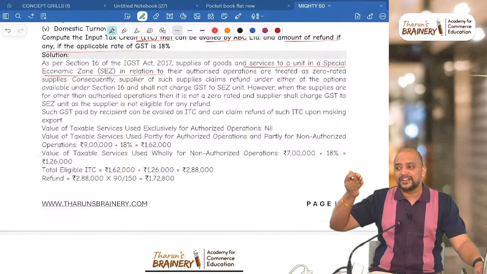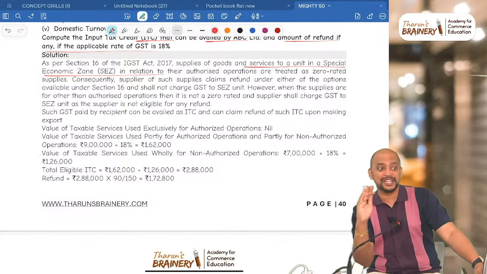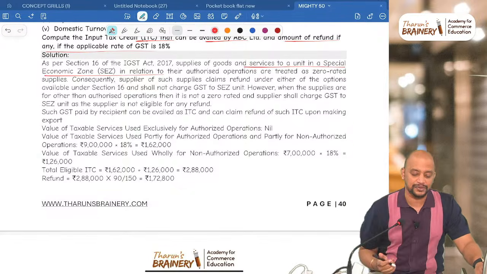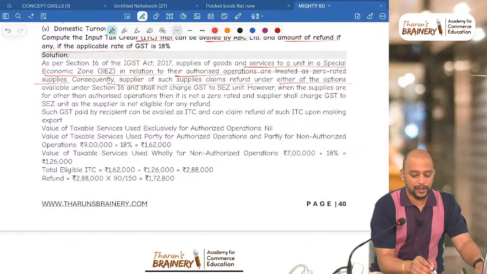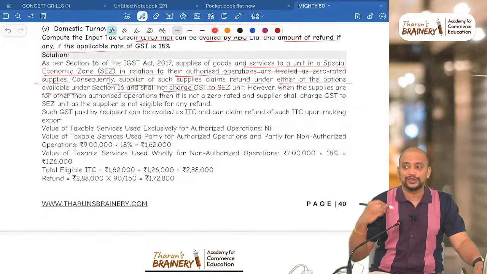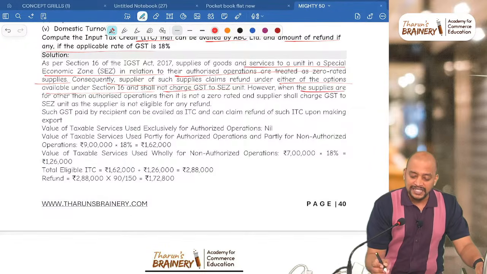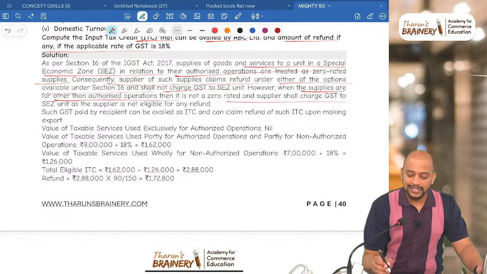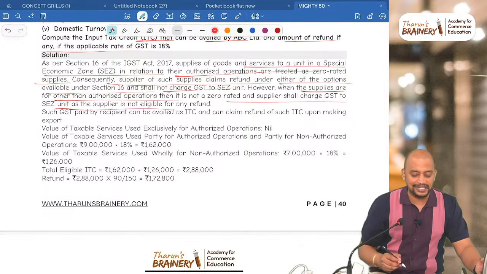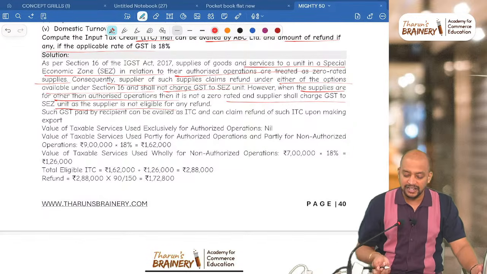Generally we think from the supplier point of view. Now we are seeing it from the SEZ perspective, the recipient perspective. Supplies for their authorized operations are treated as zero rated supply. Consequently, the supplier of such service claims refund under either of the options and shall not charge GST to the SEZ unit. However, when the supplies are for other than authorized operations, then it is not zero rated, and the supplier shall charge GST to the SEZ as the supplier is not eligible for any refund.